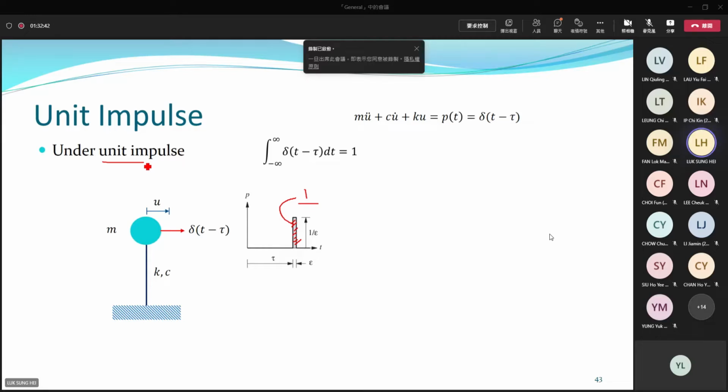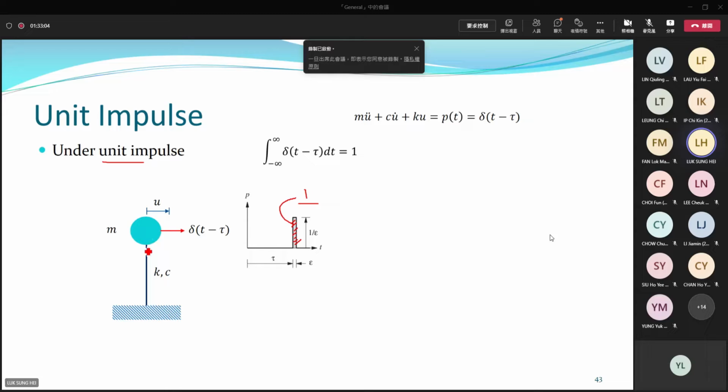This force is very important. It gives us a very useful outcome later, because from this simple picture, some researchers found a way to handle general, arbitrary loading. You will see that wonderful theory on the next slide. But at least we have to deal with this unit impulse force first.